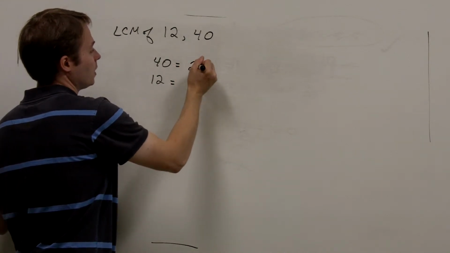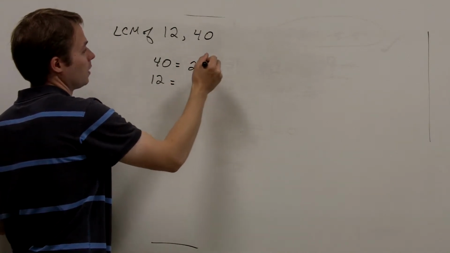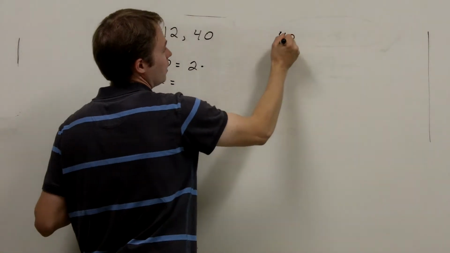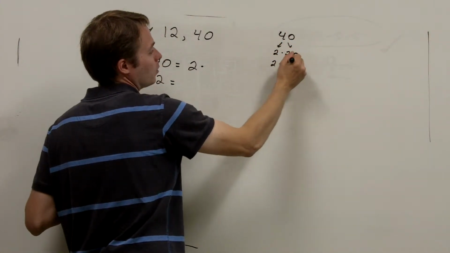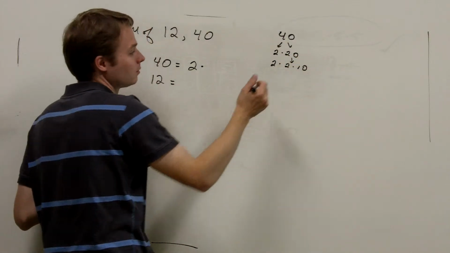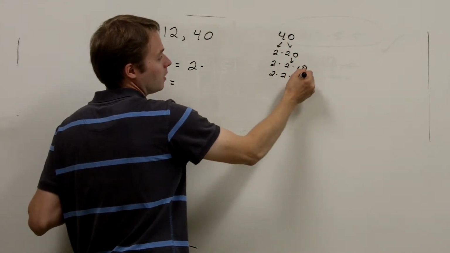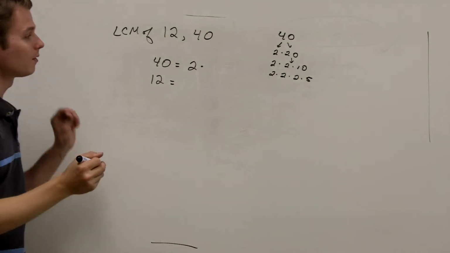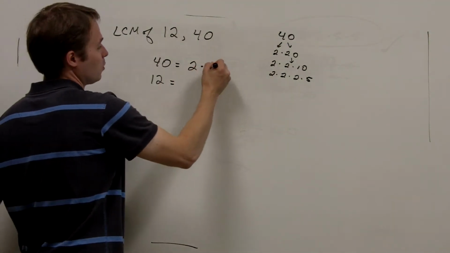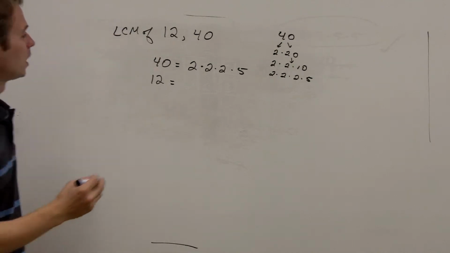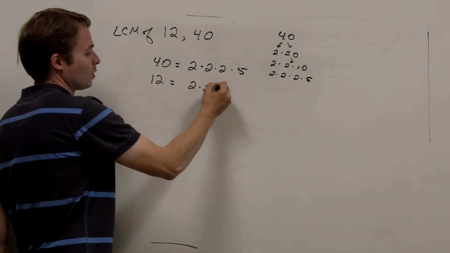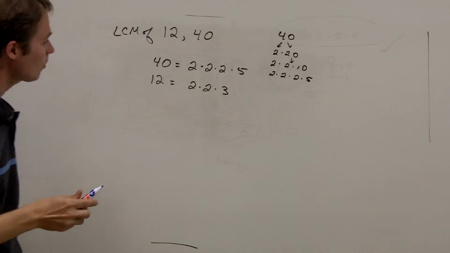So 40 is 2 times 20, and then 20 will go to 2 times 10, and then 10 will go to 2 times 5. So the factorization of 40 is 2 times 2 times 2 times 5. 12, we already did this one, we know it's 2 times 2 times 3.